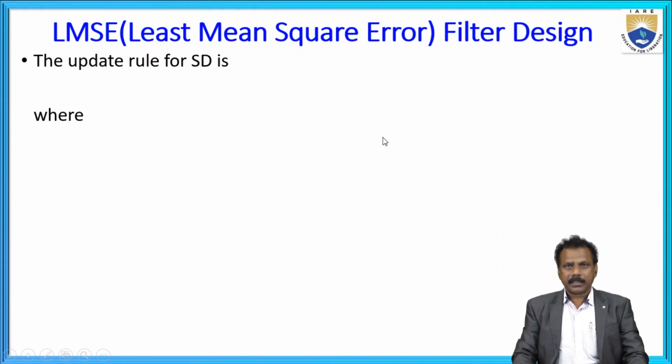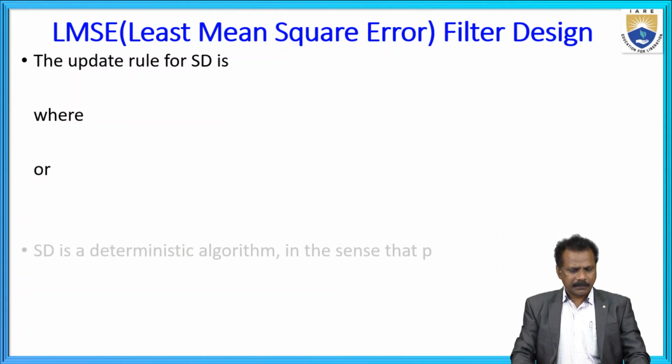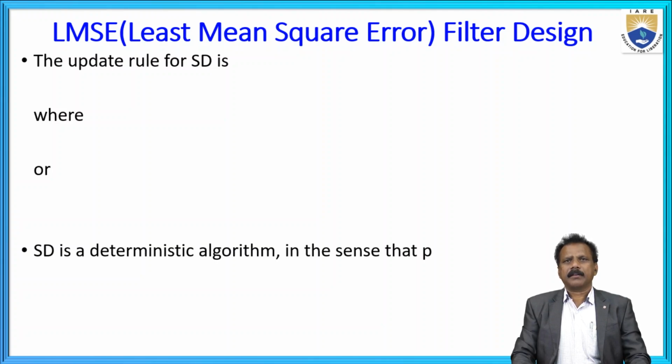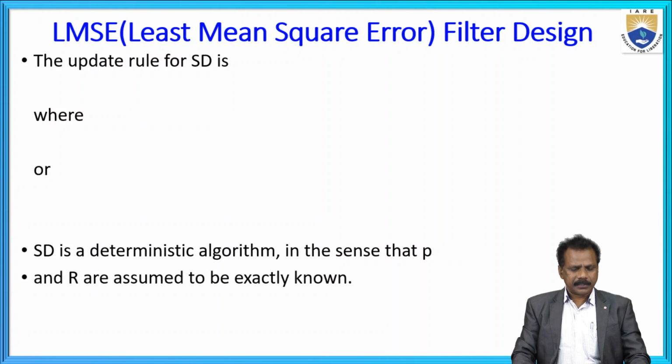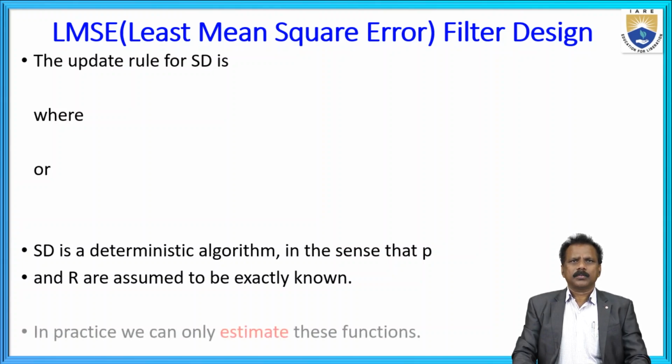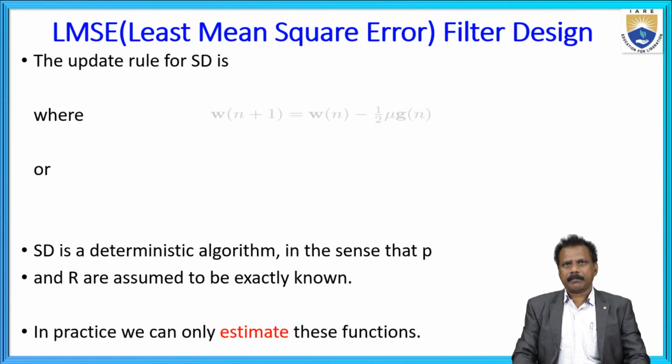Based on this mathematical analysis, we decide the factors. Using this mathematical notation, SD is a deterministic algorithm in the sense that P and R are assumed to be exactly known. But in practice, we can only estimate these functions.